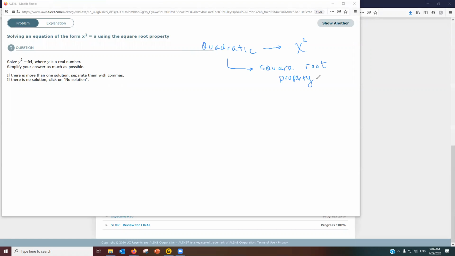This method will be used when we have something like x squared equals a number. So notice in this quadratic equation, there's no x, there's only an x squared. When you see an x squared only, that's a good time to use the square root property. There's going to be another method called completing the square.